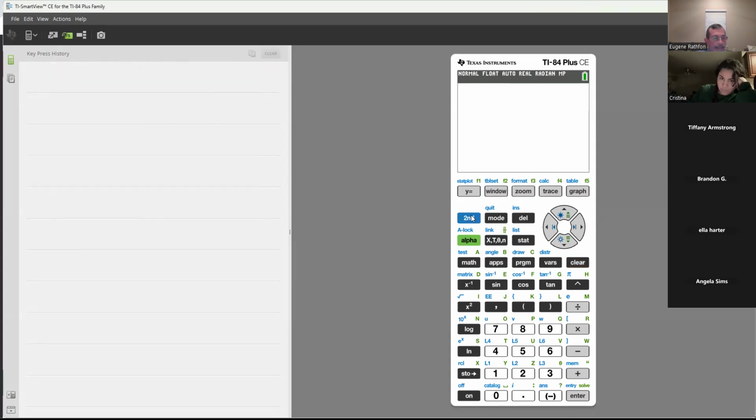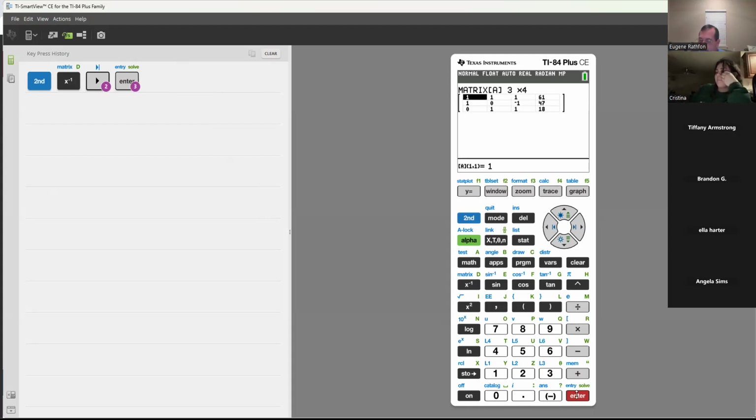So I'm going to go to second x -1 for my matrix. I'm going to arrow over to edit and hit enter. So that's still a 3 by 4. You got 3 rows by 4 columns. So hit 3 enter and 4 enter.